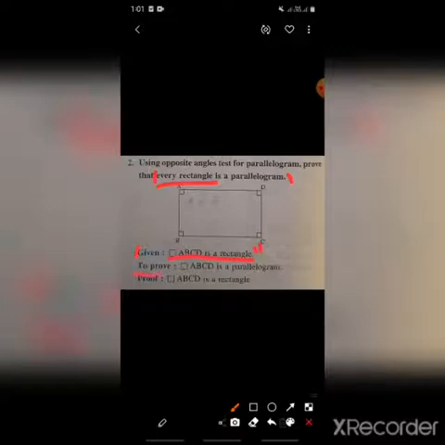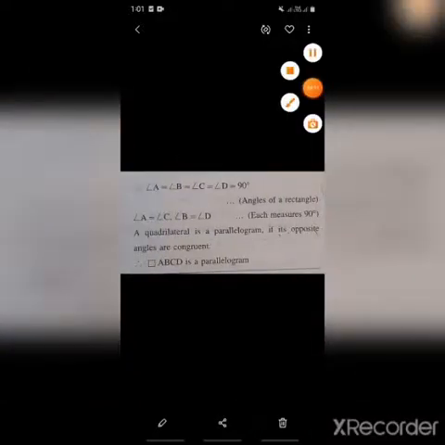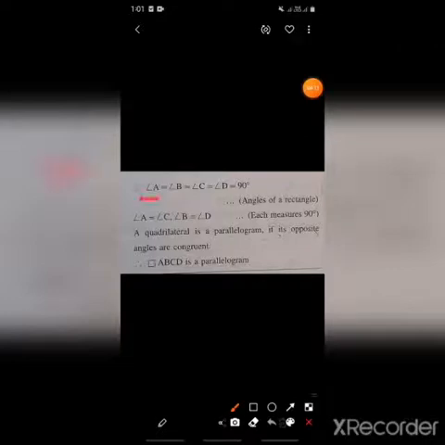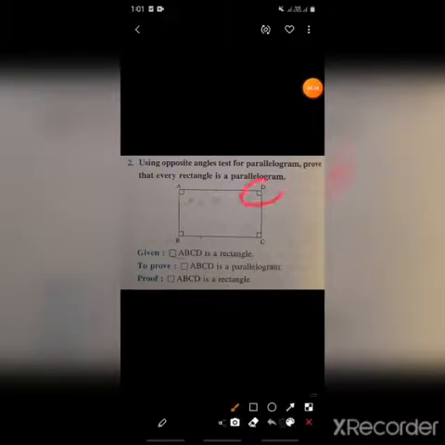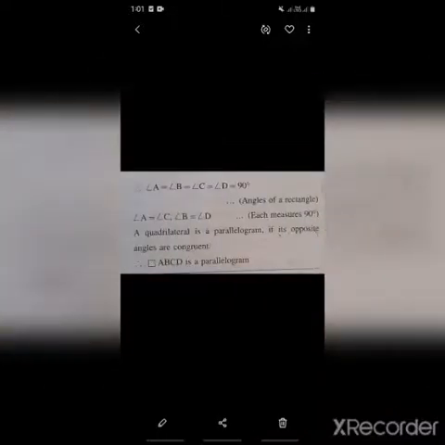Then what do we have to prove? We have to prove ABCD is a parallelogram. First we have to prove that ABCD is a rectangle. How can we prove it? Angle A, angle B, angle C and angle D are 90 degrees. Every angle of a rectangle is always 90 degrees. They are even mentioning here that this angle is 90 degrees.